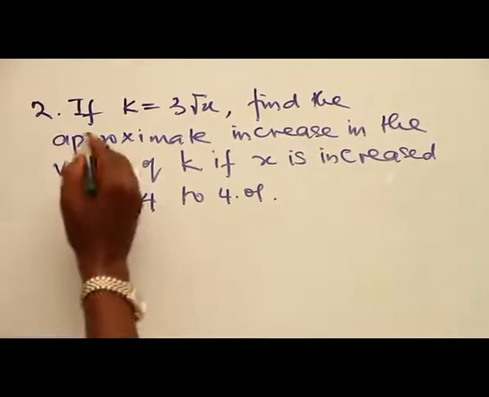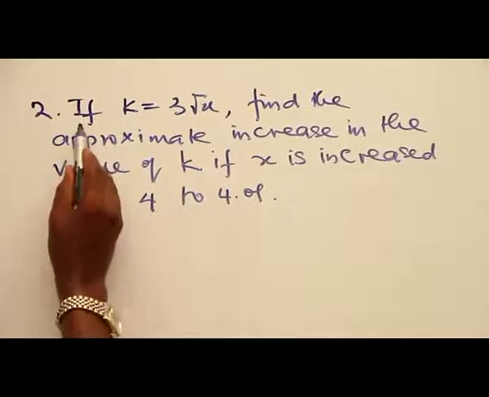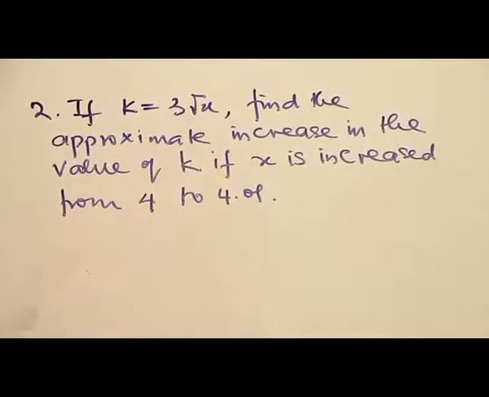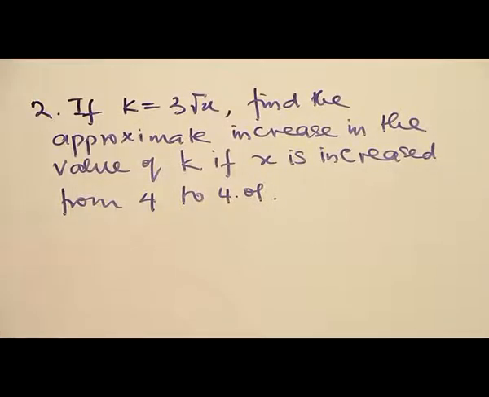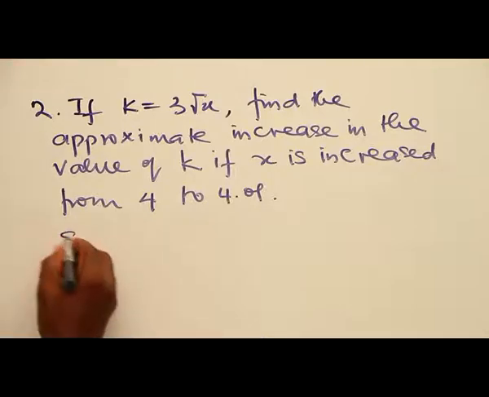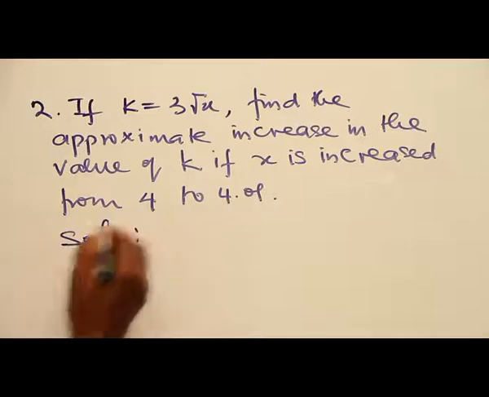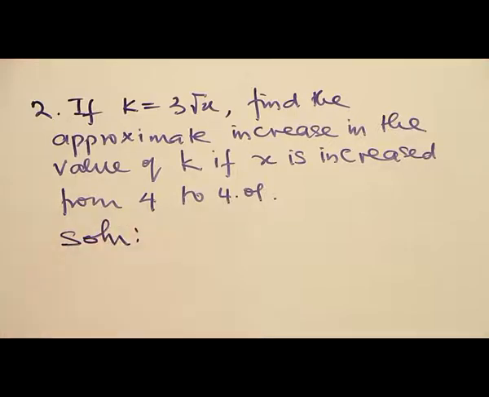Example number 2. We are told that if k is equal to 3 root s, we are to find the approximate increase in the value of k if s is increased from 4 to 4.01. This is quite similar to the problem we just solved, but the more problems we solve, the better for us to understand. So practice makes perfect.